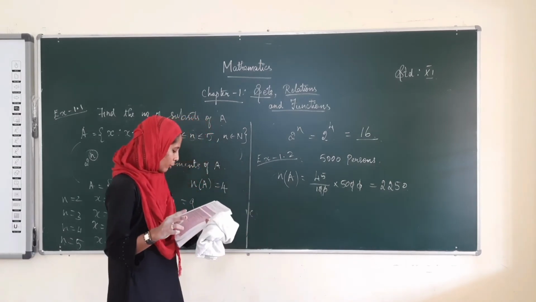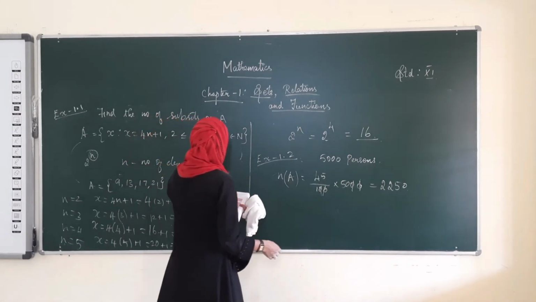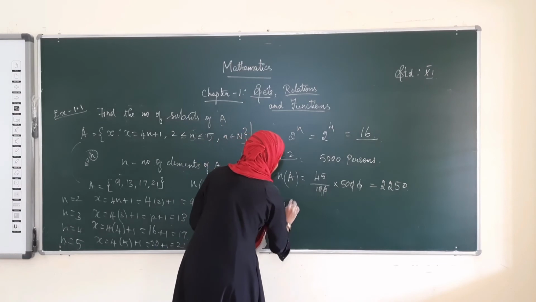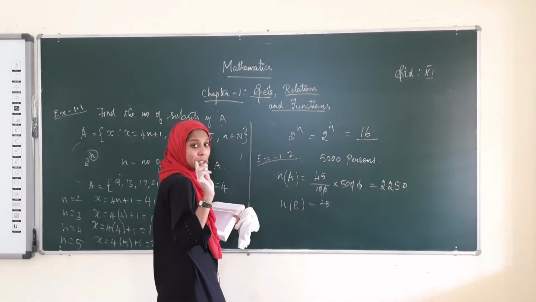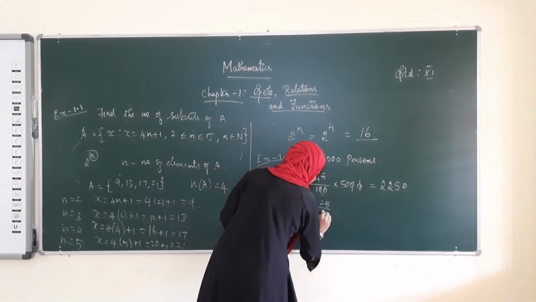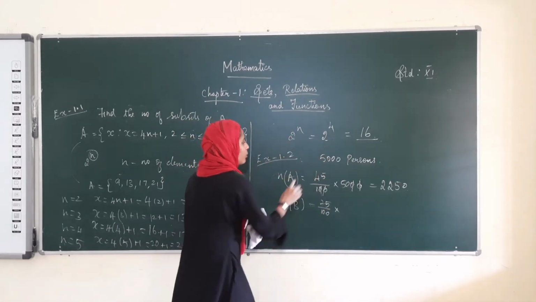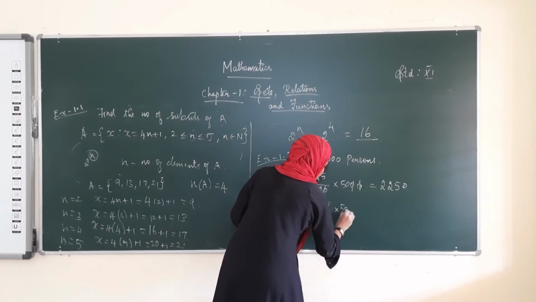Next, the number of persons speaking language B is 25%. That is n of B is equal to 25%. They have given 25%, that is 25 divided by 100, 25% of 5,000 people.